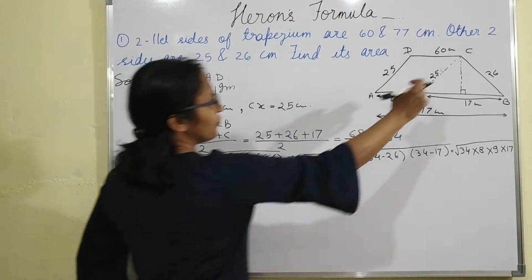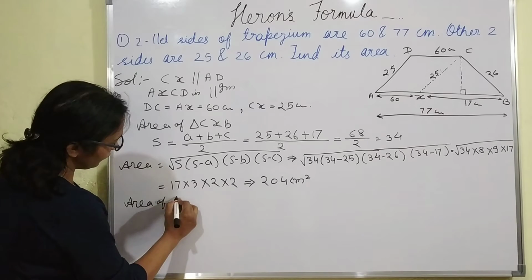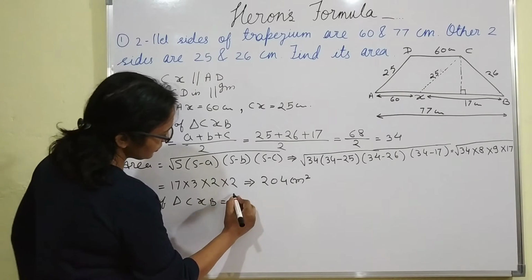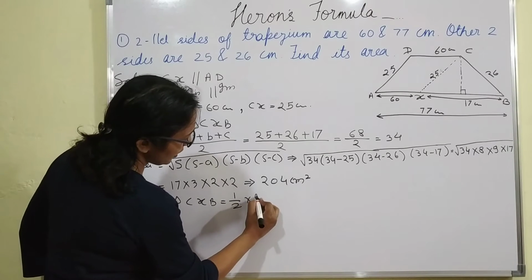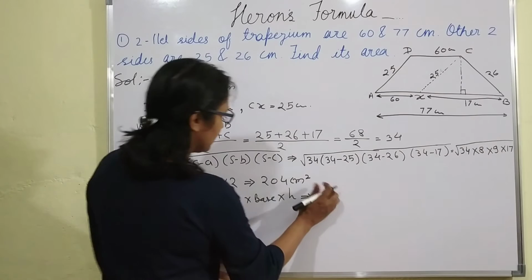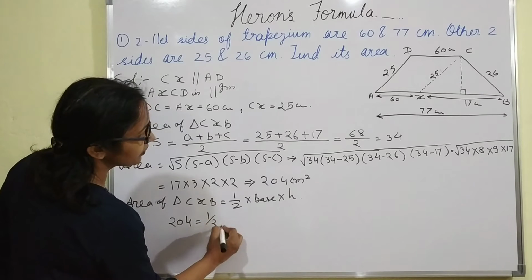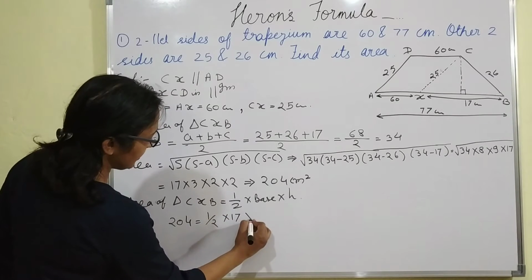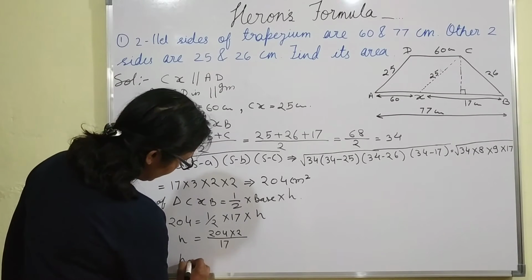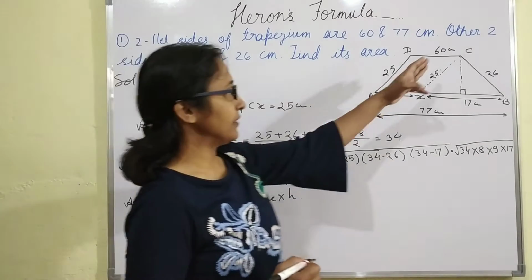Okay. Now we have to find out the altitude. Again, area of triangle CXB equals half base into height. So 204 equals half, base is 17 and we have to find the height. So height equals 24 centimeter. Thus we got the height of the trapezium.